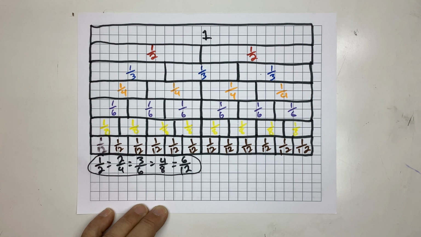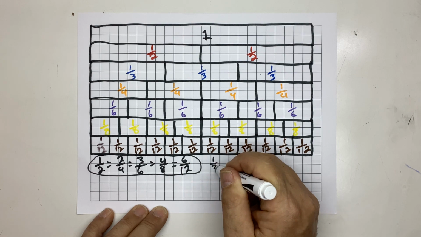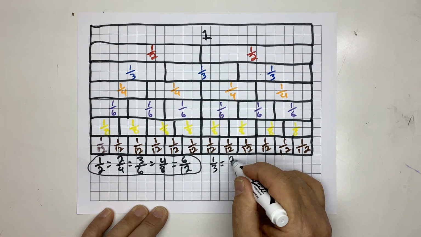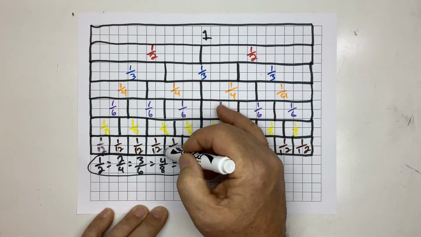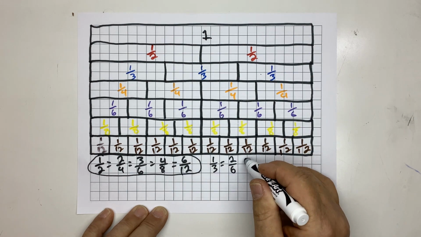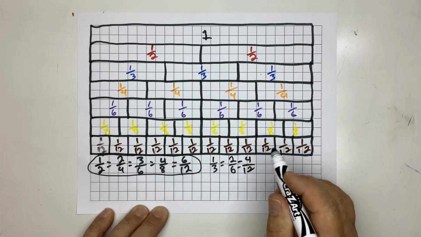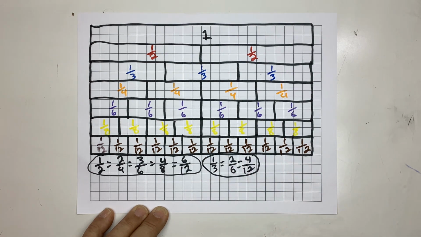Okay, next thing we'll talk about is thirds. So I've got 1/3, and the next thing that lines up with it is going to be 2/6. Okay, follow it on down, and it looks like 4/12. Those are all equivalent to each other. So 1/3, 2/6, and 4/12.